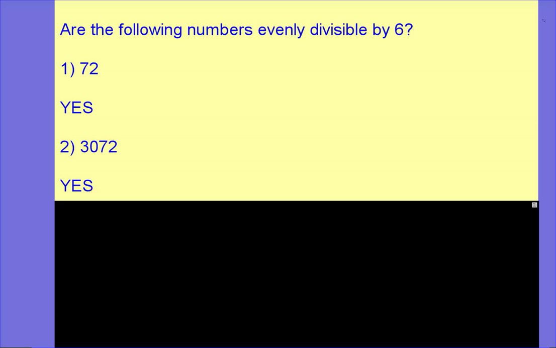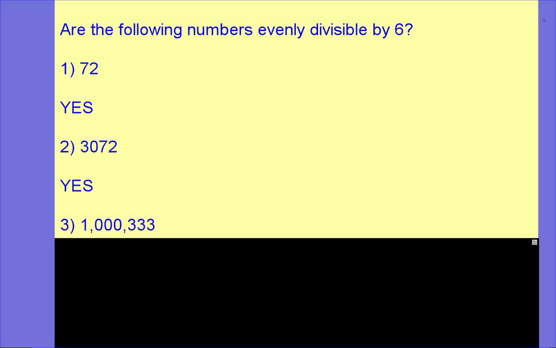332. It's an even number, so 2 goes into it, and 3 plus 3 is 6, plus 2 is 8, but it's not divisible by 3.